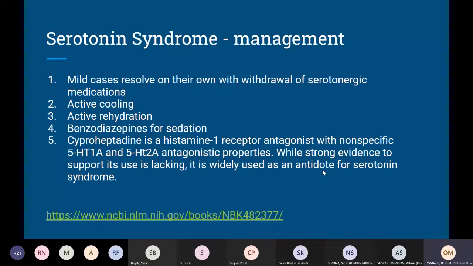serotonin syndrome, which this would be a case of because of the tachycardia, hypertension, and the extremely high temperature, we can give cyproheptadine, which is a histamine antagonist, but also a non-specific 5-HT, so that's the serotonin receptor, antagonist also. Just to caveat that by saying there's not a lot of strong evidence for its use, but it is widely used as the antidote for serotonin syndrome. And after the initial management, you might want to then give benzodiazepines and, of course, withdraw or change the serotonergic medications.